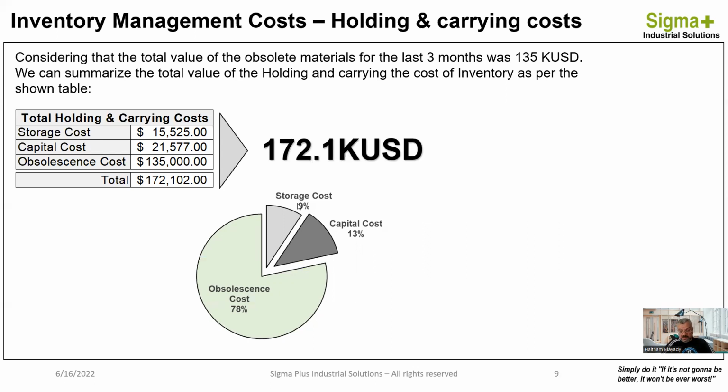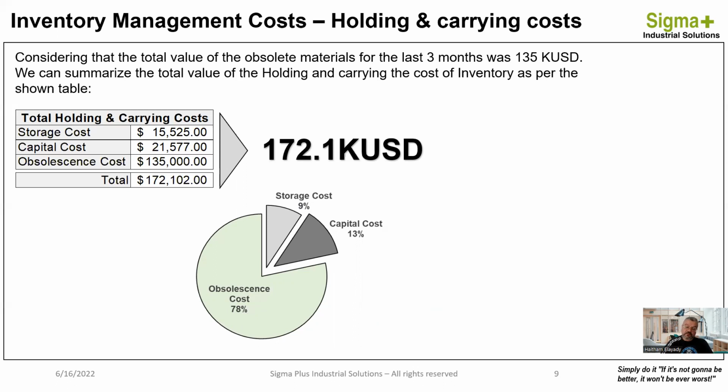with a total holding and carrying cost of $172,000. Okay, it's good always to describe the data in a pie chart so we can see the percentage distribution of the holding and carrying cost, where we can see the obsolescence cost in that example is representing 78% of the total cost related to the holding and carrying of the materials.